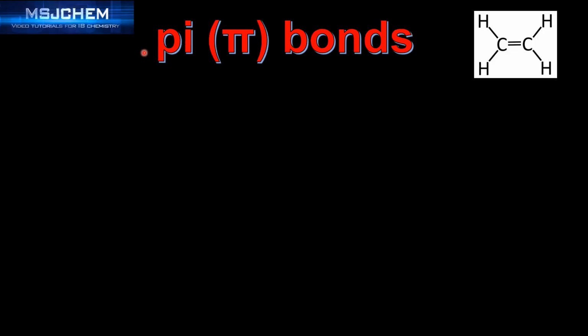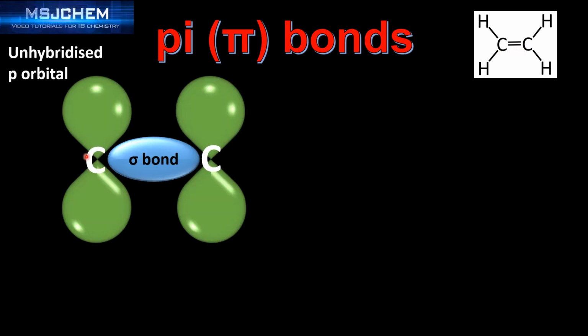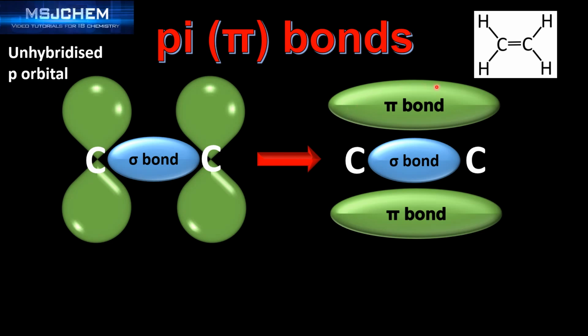Next we look at the formation of pi bonds, and the example we're going to look at is the double bond in the ethene molecule between the two carbon atoms. Here we have two carbon atoms joined by a sigma bond. We have two unhybridized p orbitals, one here and one here. The pi bond is formed by the sideways overlap of the two p orbitals. This results in two regions of electron density, one above and one below the nuclei of the bonding atoms.